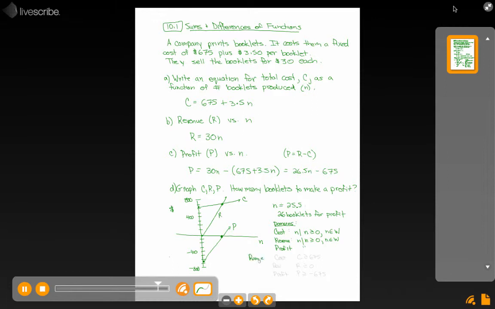For the ranges, you'd have for cost, needs to be greater than or equal to $675. For revenue, needs to be greater than or equal to 0, and for profit, needs to be greater than or equal to negative $675, because it is definitely possible to lose money in this scenario. So there's a word problem, definitely a direct application of sum and difference of functions.